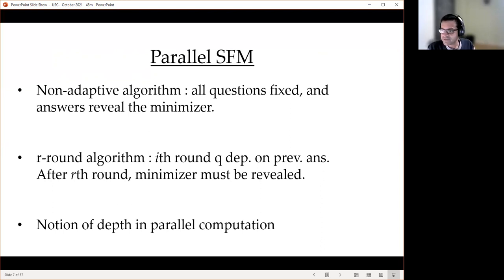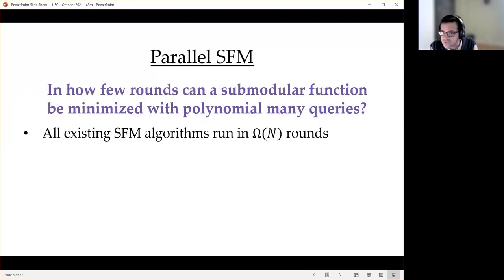The question we're interested in is, are there low depth algorithms for SFM? Note that there is a non-adaptive algorithm which asks the function value at all the 2 to the n points. And of course, the interesting question is, in how few rounds can you actually minimize the submodular function, with the caveat that the number of queries is not stupidly high. It's at most a polynomial. Maybe not n square. I'm allowing you n to the 100. Can you do it in maybe 2 rounds or 5 rounds or something? So that's the question that we will be focusing on. So any questions about the question?